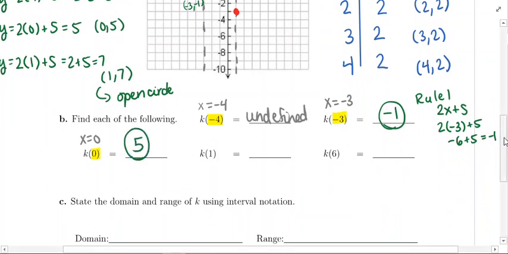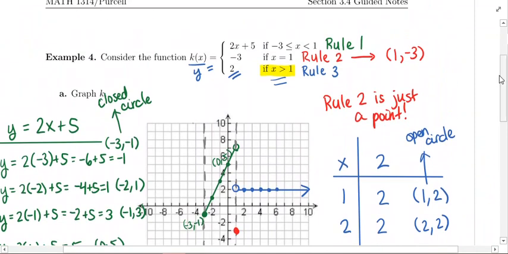All right. If we chose to use a rule, again, you've got to figure out, does x equal 0 fit rule 1, rule 2, or rule 3? Well, it's going to fit rule 1 because x equals 0, that's a number between -3 and 1.